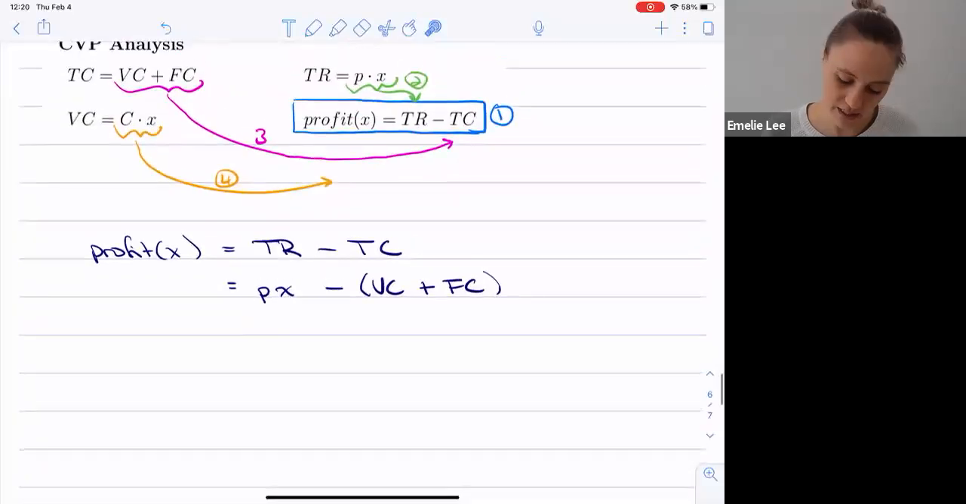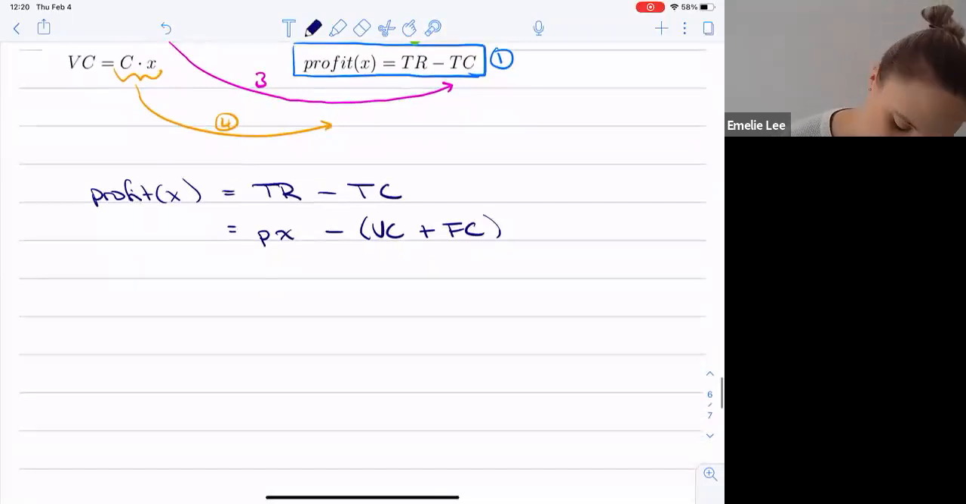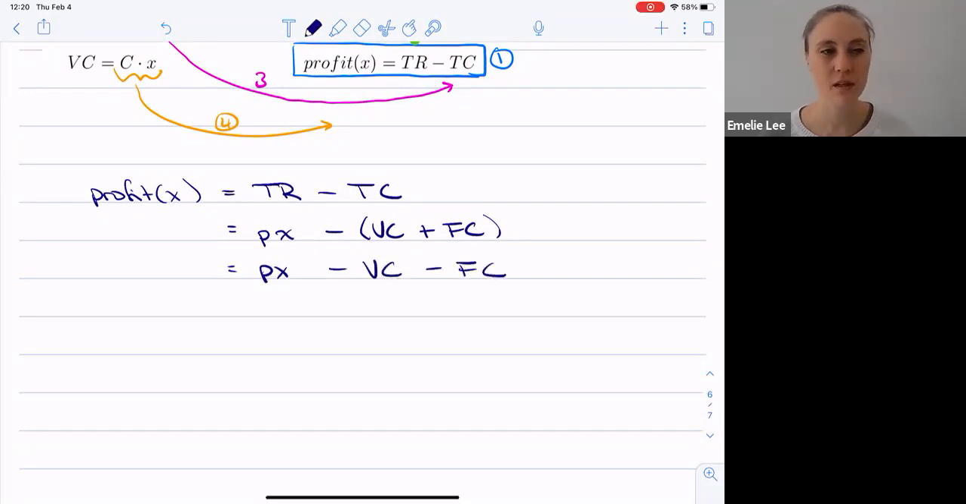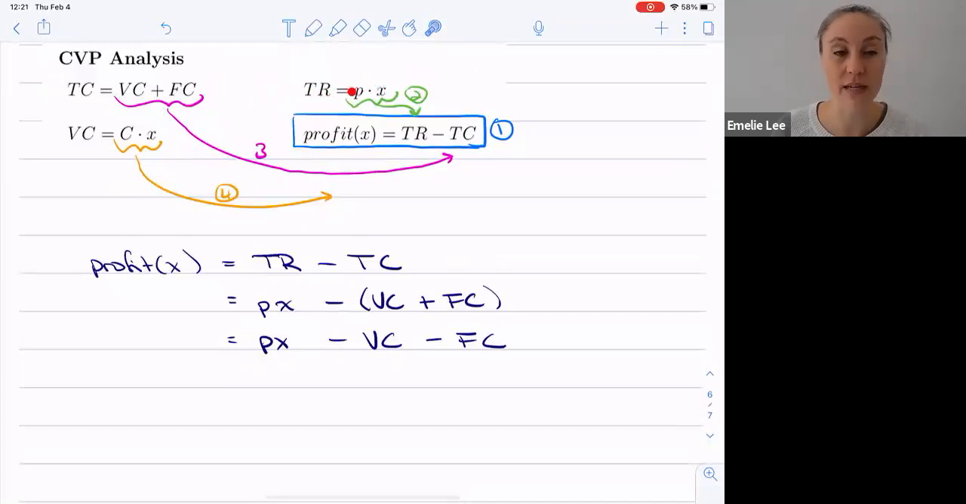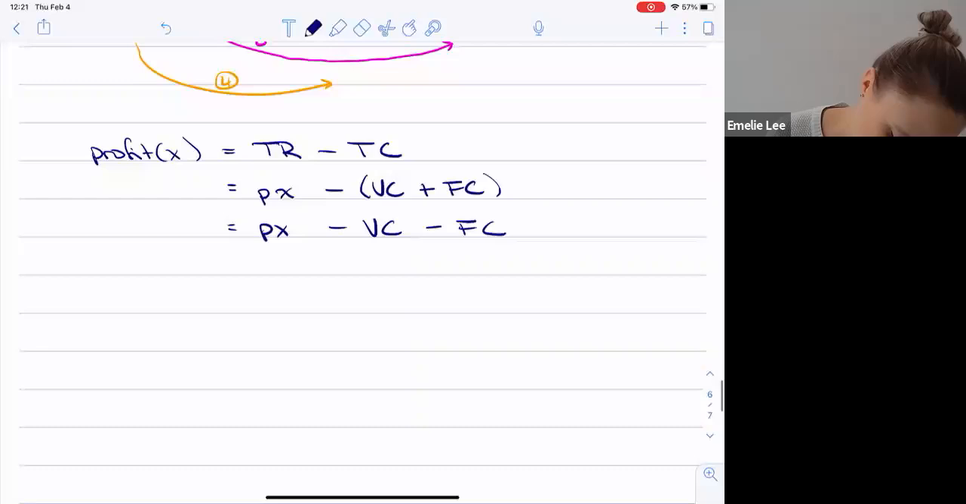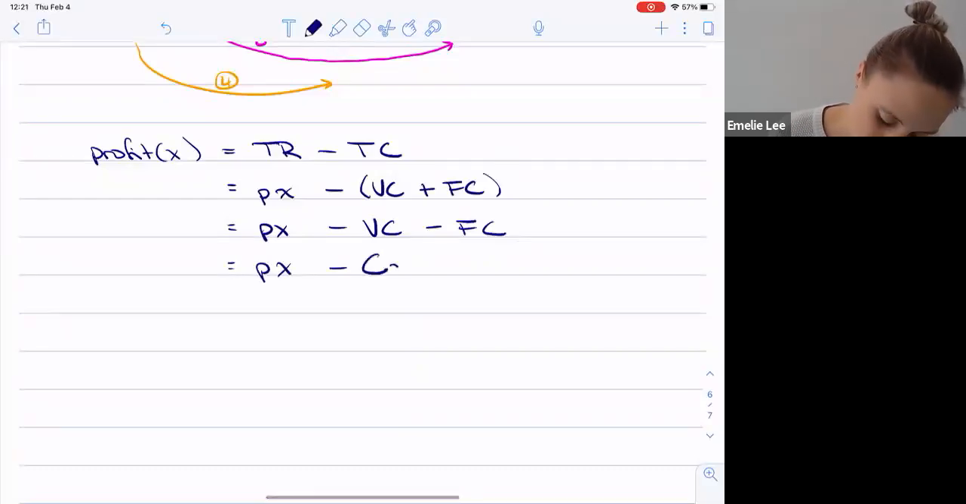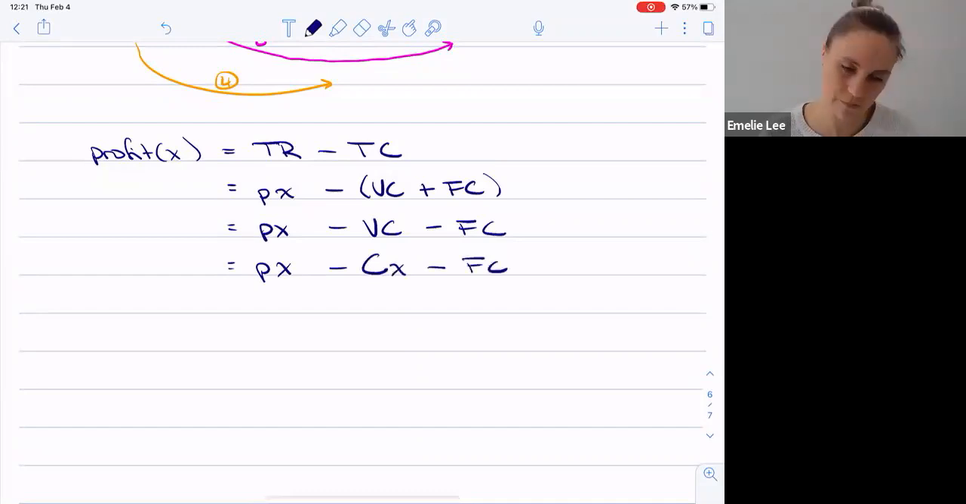So then what I can do is, okay, I can expand this out. So I get PX minus VC minus the fixed cost. And then what I'm going to do finally, right? So I've got this one under control. I've incorporated the total cost. The only thing that's missing now is the variable cost, which I can replace by C times X. So I have PX minus capital CX minus the fixed cost.